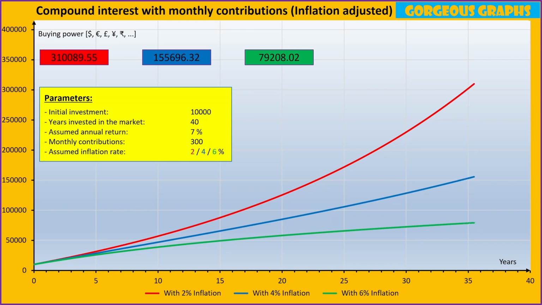As you watch this graph develop, focus on how much difference a few percentage points of inflation can make over a long time horizon. This is why long-term planning should always consider inflation, not just nominal returns. Let's see the curves take shape.